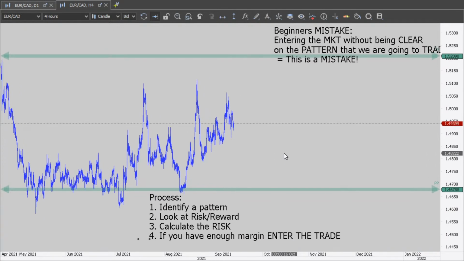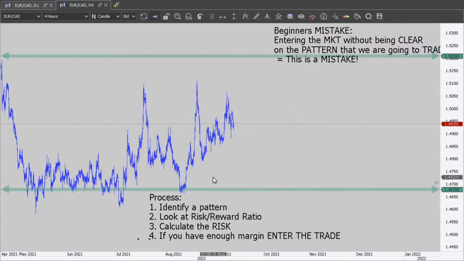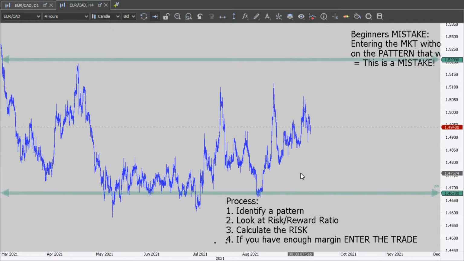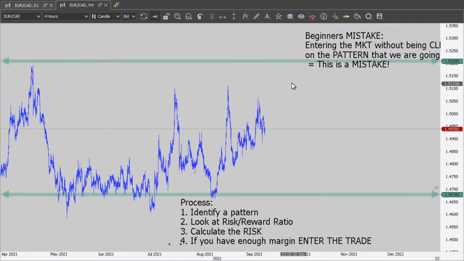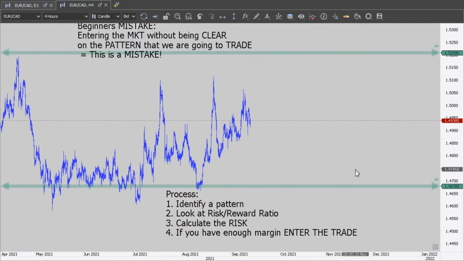This is the process. Identify a pattern, look at the risk reward ratio, calculate the risk. If you have enough margin, enter the trade. It looks like a sideways channel for me. Very good. So Lucas is looking maybe at the bands, right? Okay, very good, excellent. So we potentially identified the sideways channel, right?